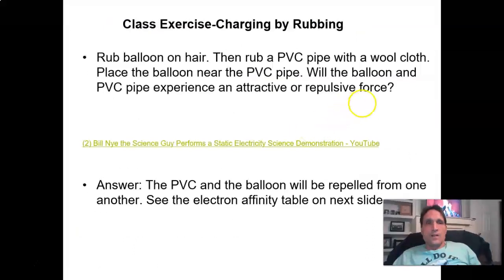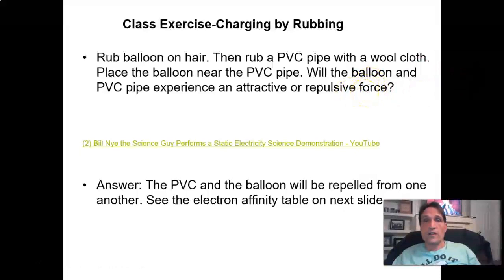So suppose we rub the balloon on hair. Let's make a prediction here. So suppose we rub our hair with a balloon, and then we rub the PVC pipe with a wool cloth. Okay, so we rub the pipe with a cloth, and then we rub the balloon with the hair, and then we place the balloon near the pipe. Okay, question is, will the balloon and the pipe experience an attractive force, or will they be repelled?